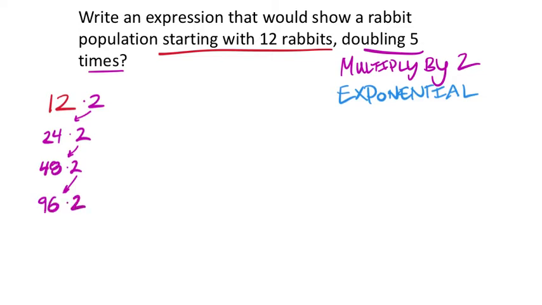I'm going to double it a 4th time as well. So I've got 96 times 2, and I'm just putting this in the calculator, by the way. That means after doubling 4 times, you have 192 rabbits. But I've got to do it 5 times, right? So I'm going to double this again, and I end up with 384 rabbits.